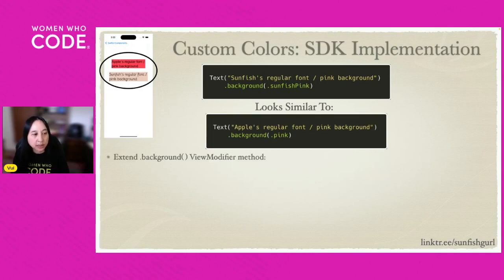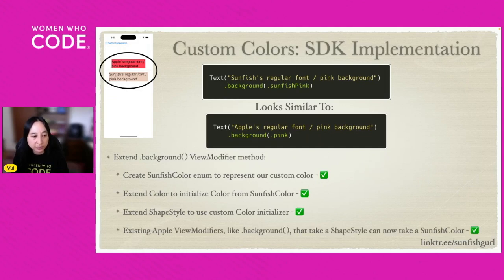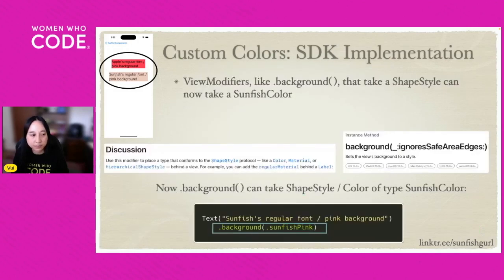So in order to extend our background view modifier method, we need to create the sunfish color enum. We need to extend color to initialize color from sunfish color. We need to extend shape style to use our custom color initializer. And since the background view modifier takes a shape style and we've already extended shape style, the code to extend background to take in our custom color has already been done. So this means now that the background view modifier can display our sunfish color.